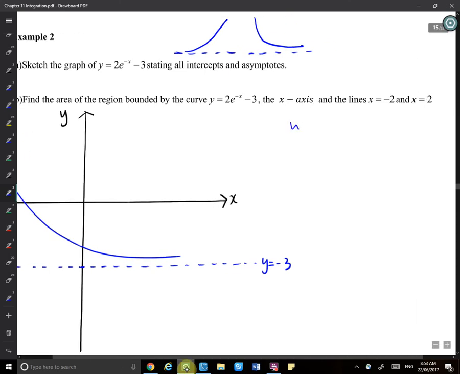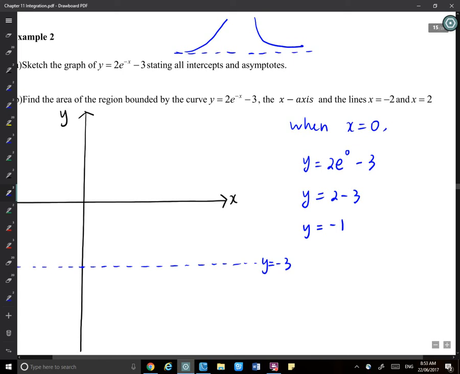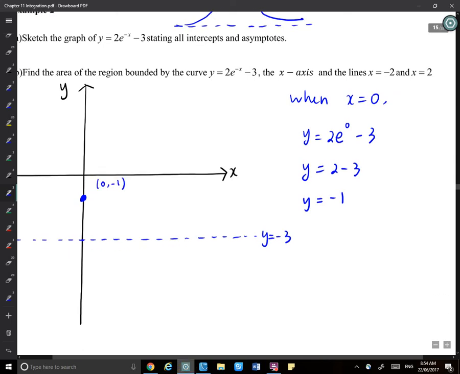Let's find when x equals 0. y equals 2e to the power of 0 minus 3. y is 2 minus 3. y is -1. So I'll have -1 here. Okay, (0, -1). Next thing will be when y equals 0. 2e to the power of minus x equals 3.